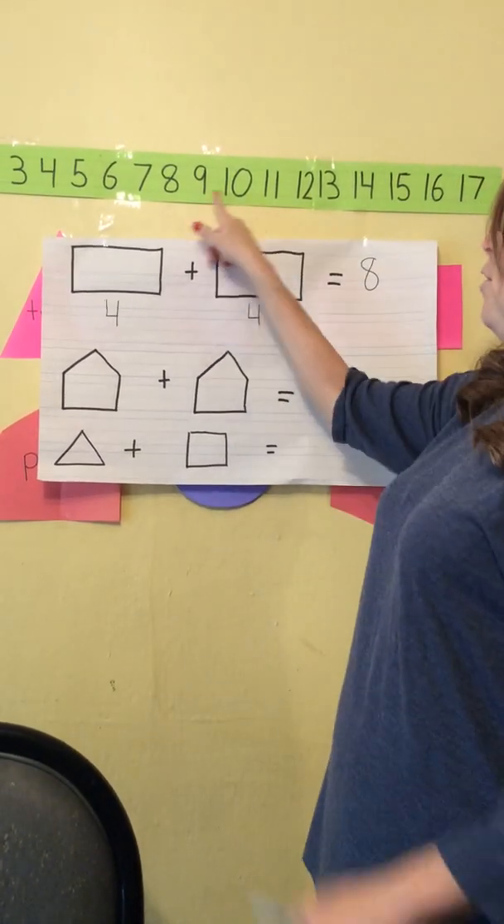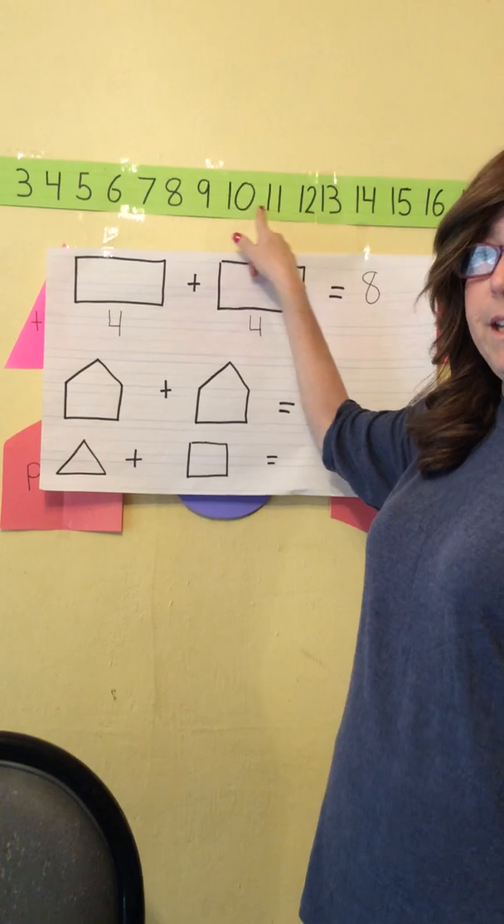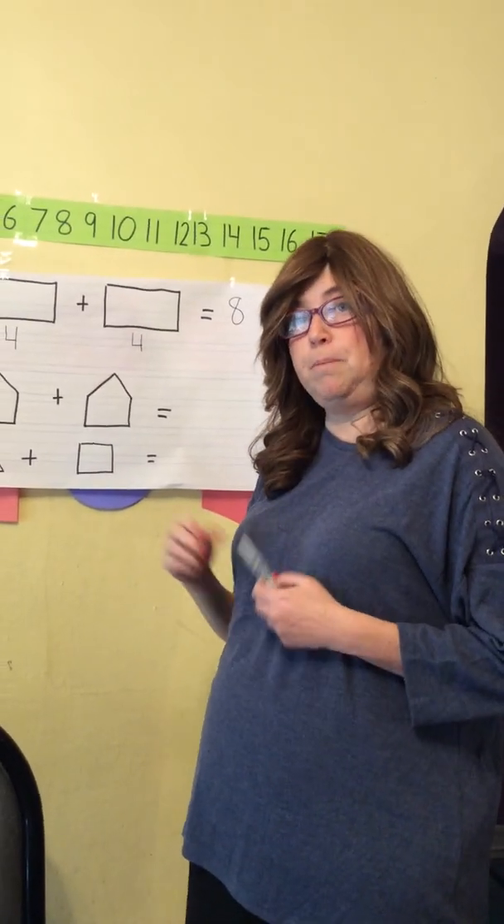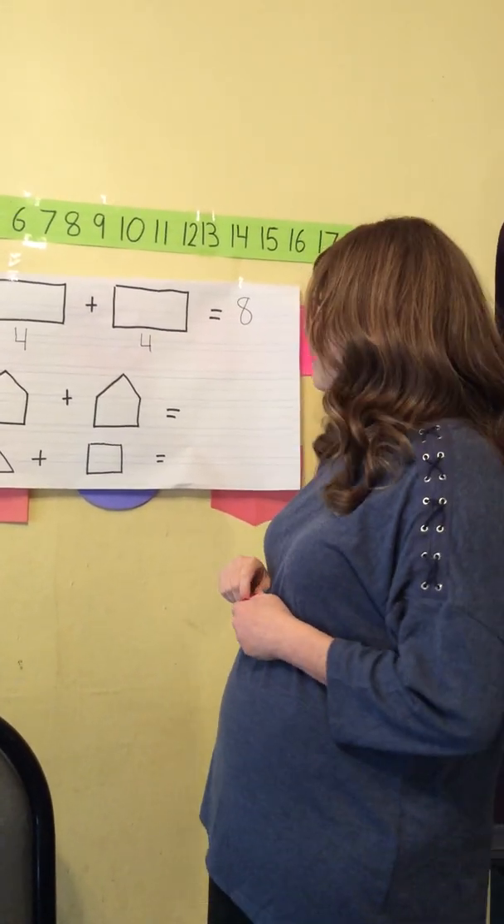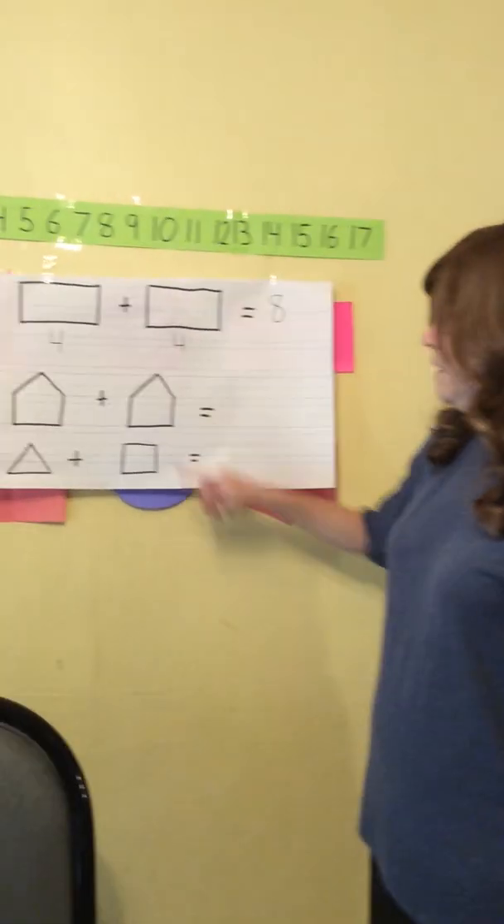Okay? Now, if you don't have a number line at home, you could make a number line, or you can also use different manipulatives. You could use paper clips to count. You could use coins to count to represent the sides. Let's do the next one.